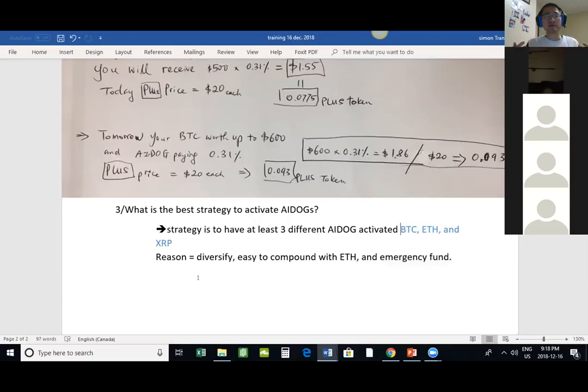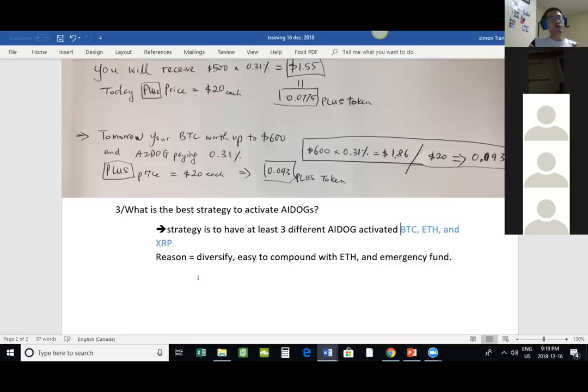If somehow you need $1,000 and you ran out of cash, what can you do? You can turn off one of your AI dogs, for example Ripple, withdraw your Ripple and sell it, get the money and then pay whatever you need to pay for the emergency. Then you don't have to turn off everything. Instead, if you put $3,000 all in Bitcoin and you only need $1,000, then you have to turn off the whole Bitcoin AI dog. You have to turn everything off and take it out.